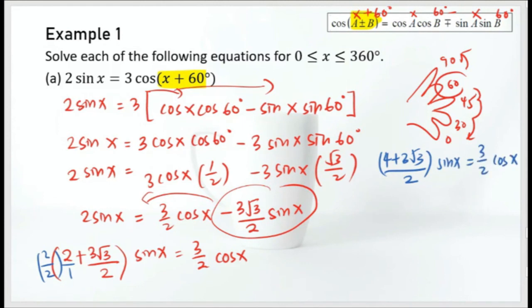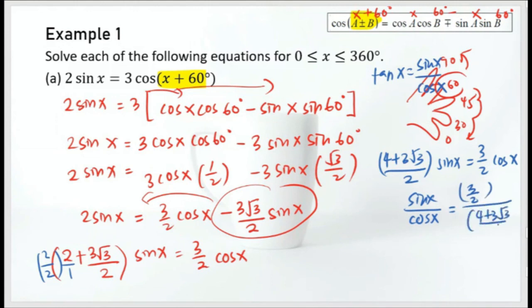Then after this, how to simplify again? Always remember the relation between sine and cos is what? Tangent x equal to sine x over cos x. So sine x, move the cos to the left hand side. It becomes multiply, becomes divide. Sine x over cos x equal to 3 over 2 divided by 4 plus 3 square root 3 over 2. Okay, up and down.